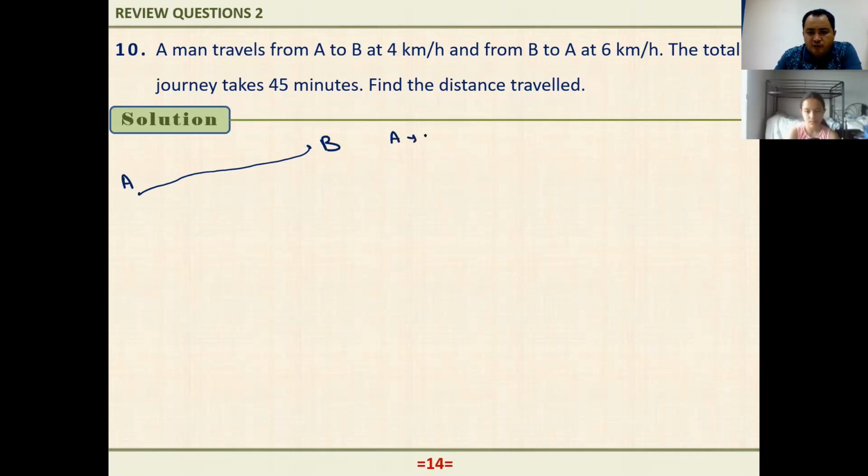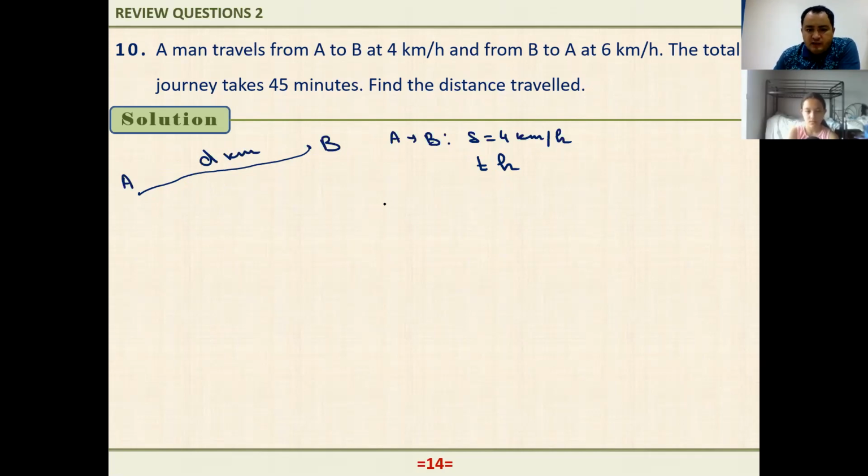When he was traveling from A to B, what we have to know here is the speed, right? His speed was 4 kilometers per hour, right? And how about the time? I don't know. Let's say he spends this much time, T hours, because everything here is in hours, so we need to write this in T hours. So to travel from A to B, he spent T hours, all right? And what is the distance from A to B? We don't know. Let's say the distance from A to B is D kilometers, okay?